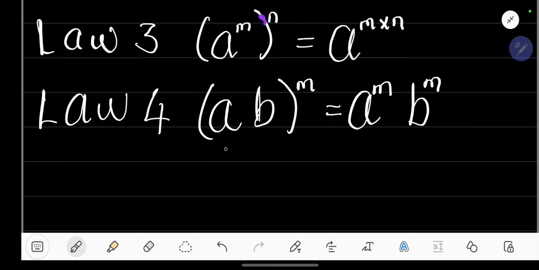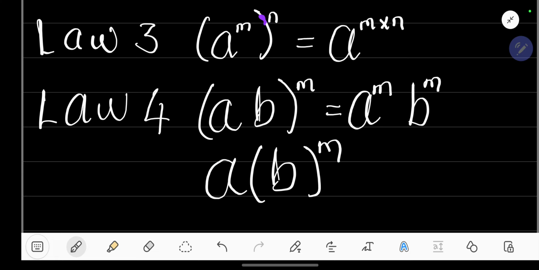If it was a different thing, it would be a different story. You will check that a is outside the bracket and b is inside the bracket. In this way, the only thing that inherits exponent m is b, the one in the bracket, but the one outside the bracket will not inherit it. Then this simplifies to a base, b exponent m, like that. I hope I'm making sense.